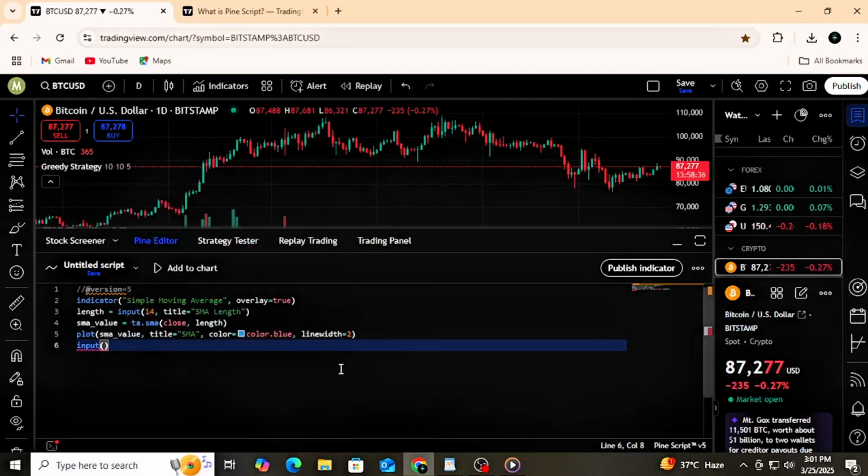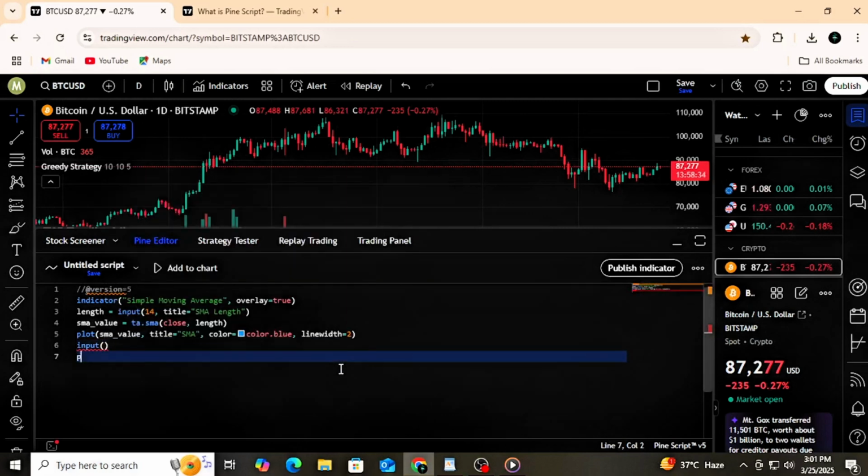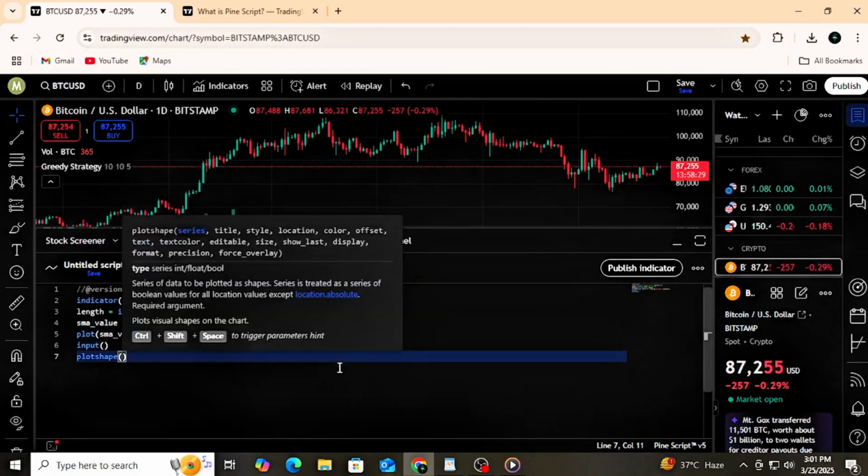Another useful feature in PineScript is the plot shape function, which allows traders to add symbols on the chart based on specific conditions. This function is particularly useful for highlighting key market events, such as price crossing above or below a moving average, trend reversals, or overbought and oversold conditions. By placing visual markers directly on the chart, traders can quickly identify important signals without manually scanning for them.